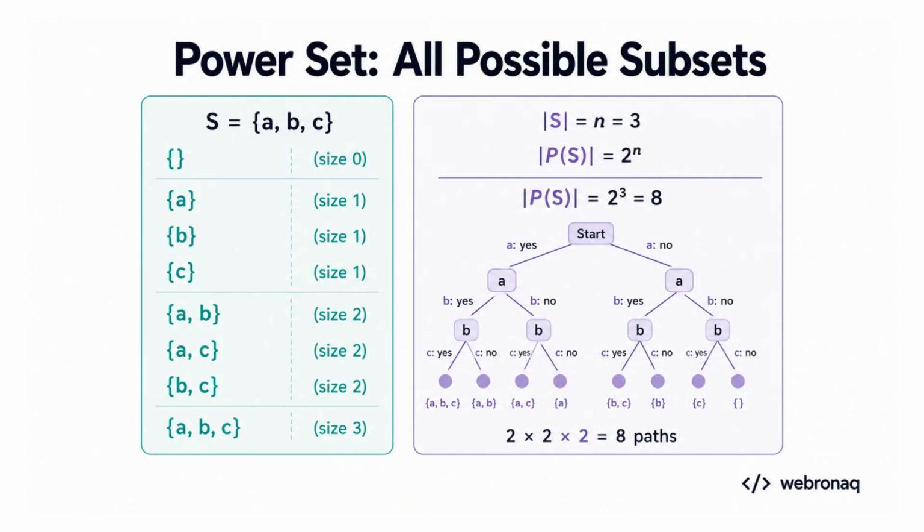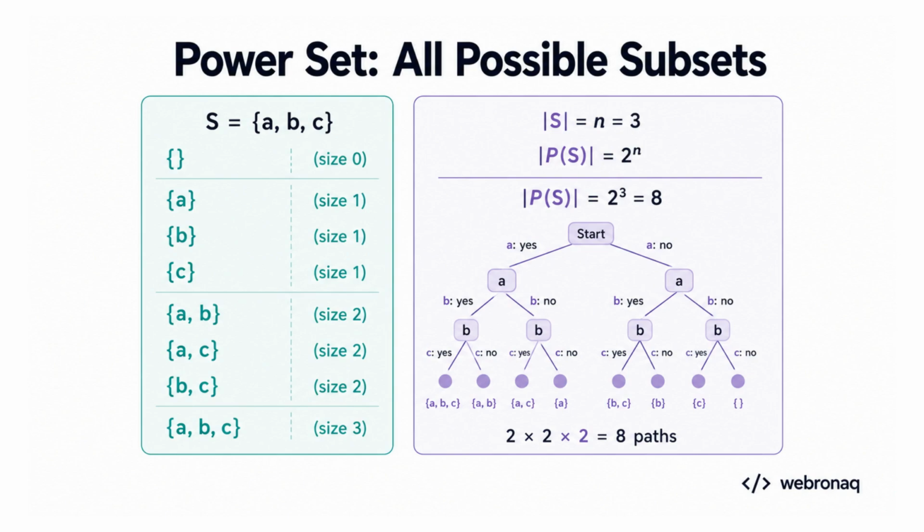Let me show you one of the most elegant ideas in discrete math. The power set of S, written P(S), is the set containing every possible subset of S, including the empty set and S itself. Let's build it for S equals {a, b, c}. First, the empty set. Then the 3 one-element subsets, namely {a}, {b}, and {c}. Then the 3 two-element subsets, namely {a, b}, {a, c}, and {b, c}. Finally, the full set, {a, b, c}. That gives us 8 subsets in total.